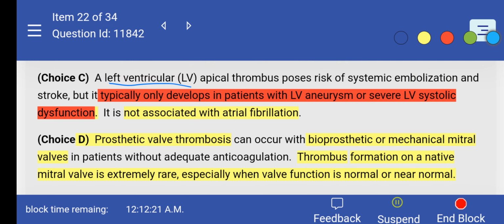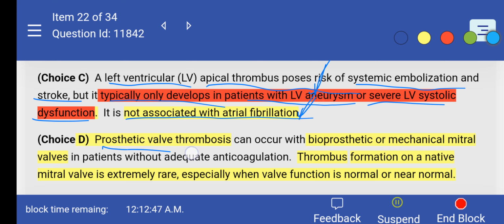Now, left ventricular apical thrombosis poses risk of systemic embolization and stroke, but it typically only develops in patients with left ventricular aneurysm or severe left ventricular systolic dysfunction. But in this case, the systolic function was normal, and it is not associated with atrial fibrillation. Option D, prosthetic valve thrombosis can occur with bioprosthetic or mechanical mitral valves. Point to be noted. In patients without adequate anticoagulation, thrombus formation on a native mitral valve is extremely rare, especially when valve function is normal or near normal.